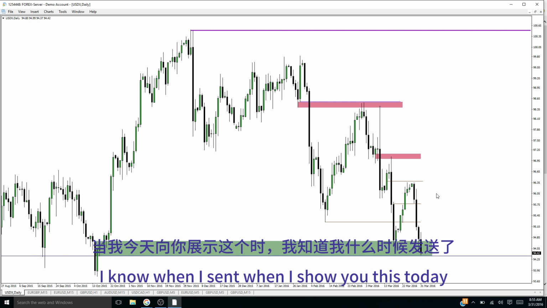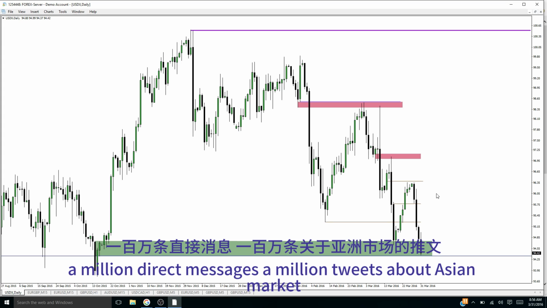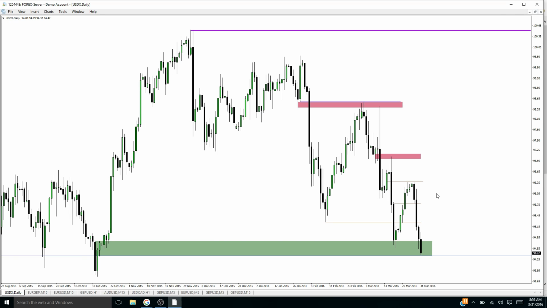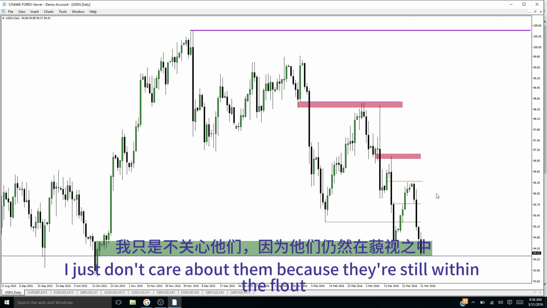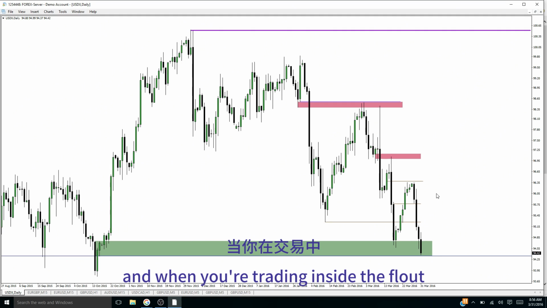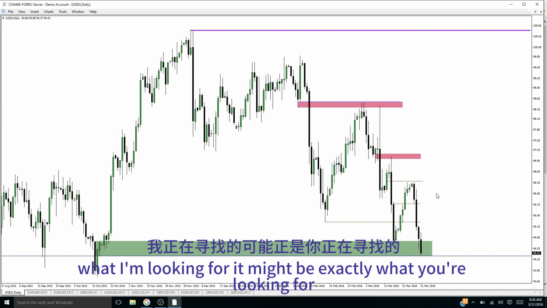I know when I show you this today, I'm going to get a million things sent to me in email, a million direct messages, a million tweets about Asian market setups, and I'm just not really excited about them. I just don't care about them because they're still within the flout. And when you're trading inside the flout, it's just not, in my opinion, what I'm looking for. It might be exactly what you're looking for.